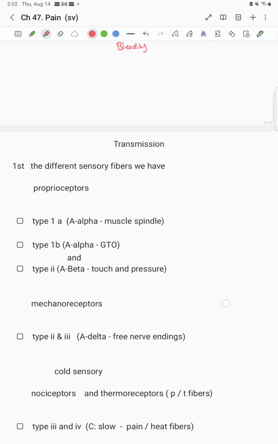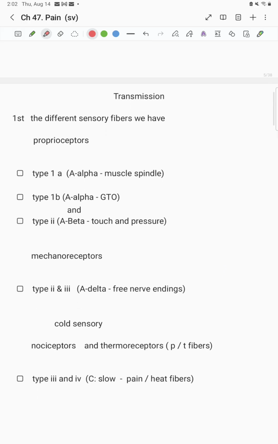Okay, transmission. First, the sensory fibers we have. Okay, these are the proprioceptors. And then they name them. Okay, the proprioceptors are named type 1A, type 1B, and type 2. All right, their AKA is A alpha, which are the muscle spindles. The type 1B is also A alpha, Golgi tendon organ. And then type 2, A beta, which is your touch and pressure.